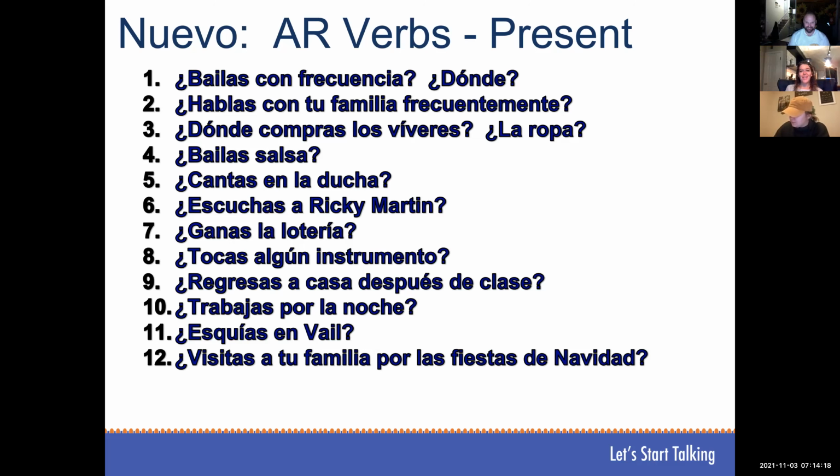Carly, ¿esquías en Vail? Número 10. ¿Trabajas por la noche? No, no trabajo por la noche. ¿Esquías en Vail? No, no esquío en Vail. Vail es caro, right? ¿Visitas a tu familia por las fiestas de Navidad? Sí, visito a mi familia por las fiestas de Navidad.